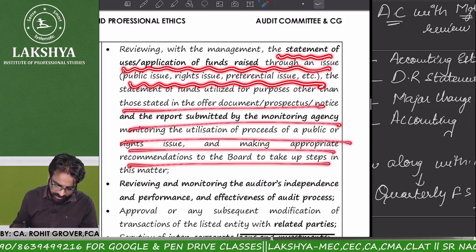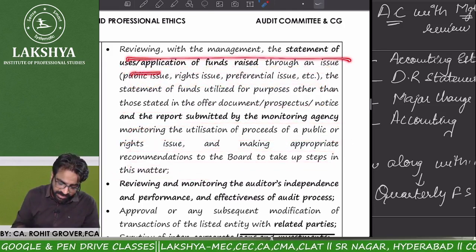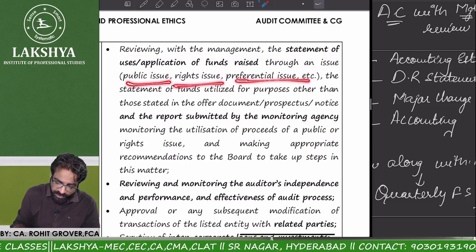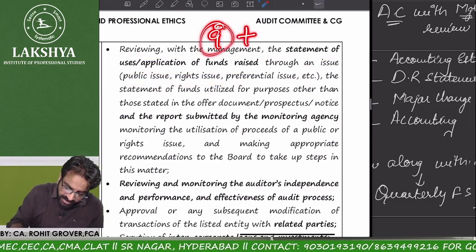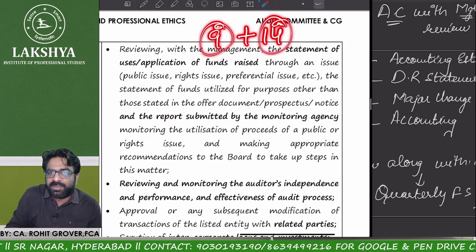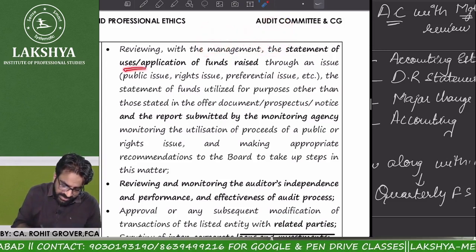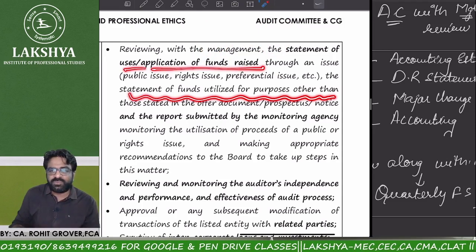Monitoring the utilization of proceeds. Now read it once. Reviewing with the management the statement of uses and application of funds raised through an issue, public issue, rights issue, or preferential issue. Now clause number 9 plus clause number 14, both are covered here. If you have raised the issue via IPO, or via private placement, whether the uses and application of the funds are as per the purposes for which it was raised or not.